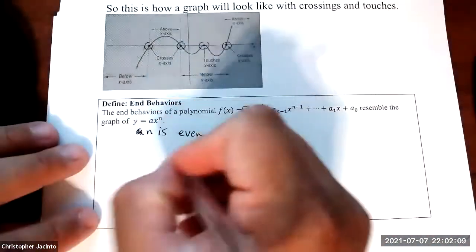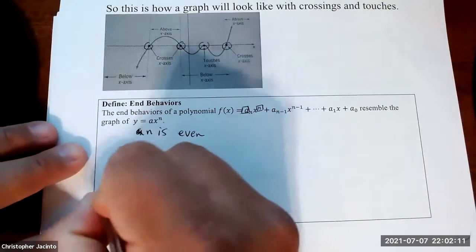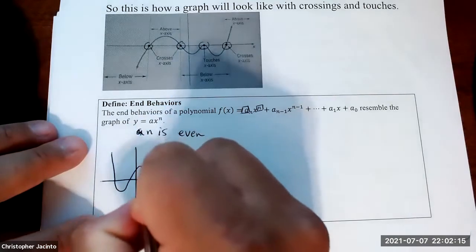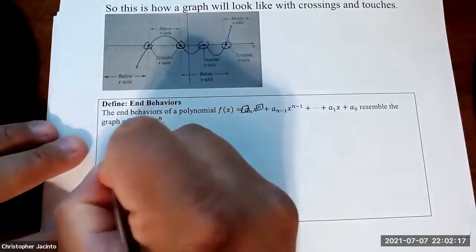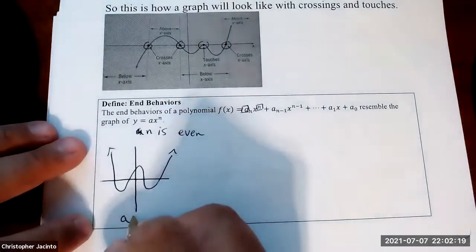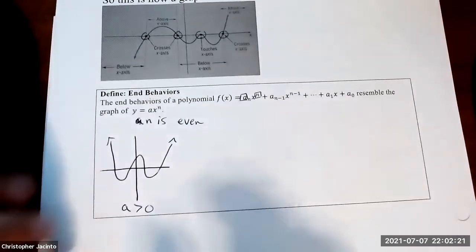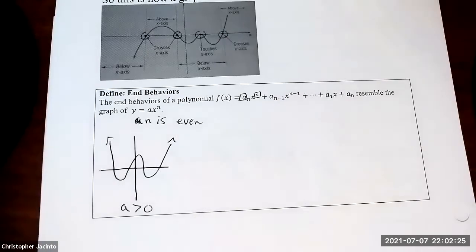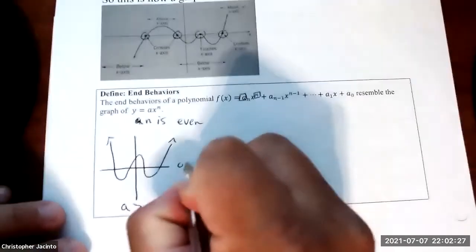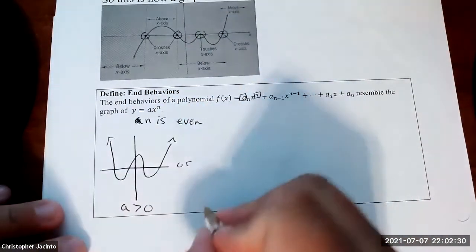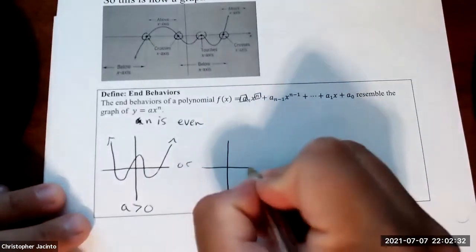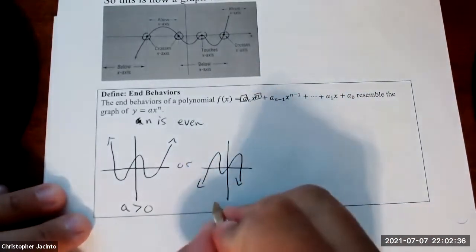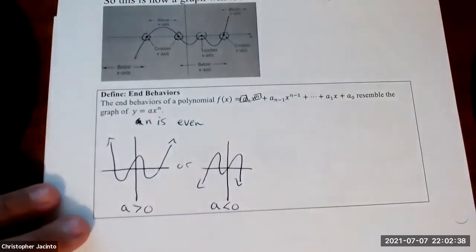If the degrees are even, we're going to have one or the other happening. One, it's going to look like a W, like this, if the first number is positive. So if a is positive. If a is negative, instead of a W, it will look like an M. This is a is negative.